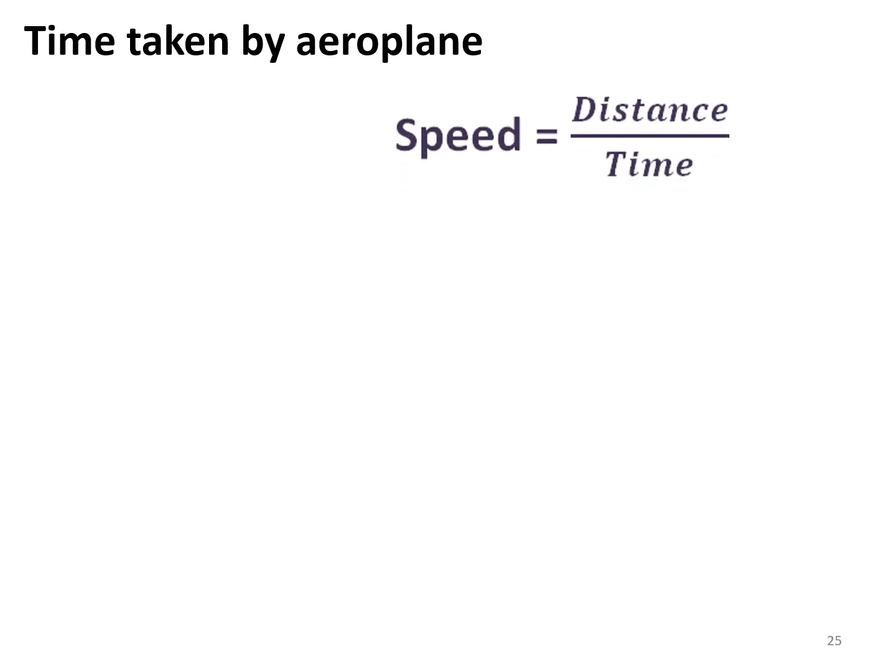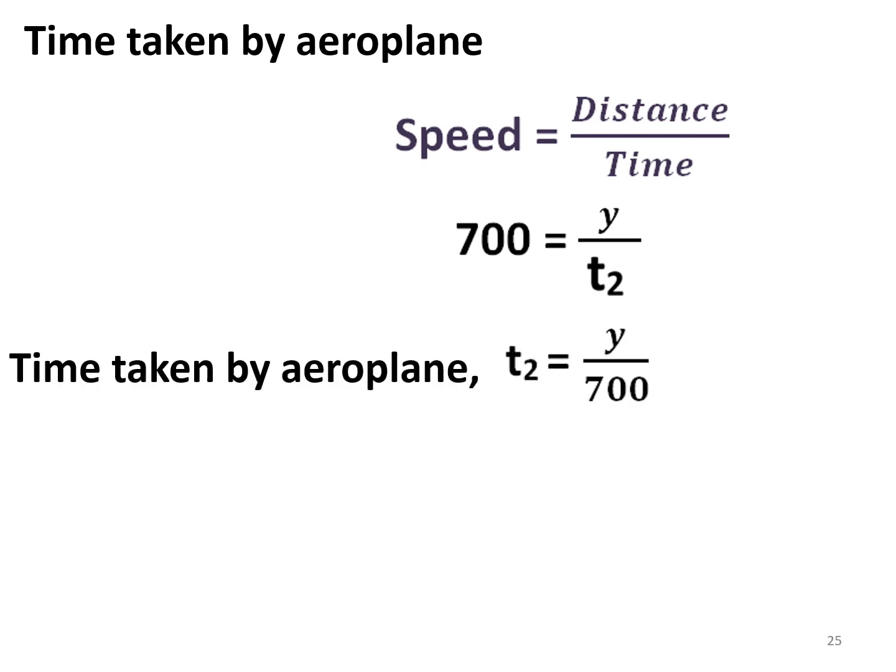Now we shall find out the time taken by the aeroplane. Using the same formula, speed is equal to distance upon time. Speed of the aeroplane is 700 kilometer. Distance variable was y. Time taken is t2. So substituting the values in the formula, I get 700 is equal to y upon t2. Writing the equation in terms of time, the time taken by aeroplane t2 is equal to y upon 700.